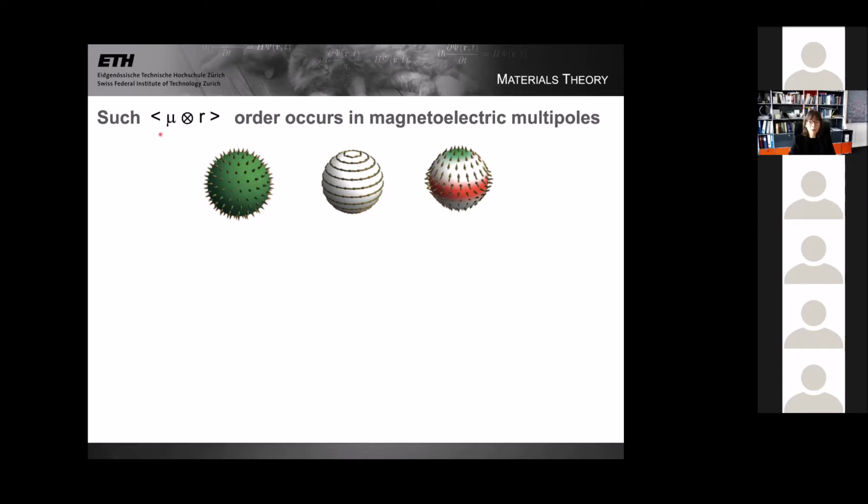But if I take the product, say this is the positive direction, I have spins pointing along the positive direction in positive R and pointing along the negative direction in negative R. And so the scalar product between R and mu of R is non-zero in this hedgehog. I can perform the same exercise for these other magnetoelectric multipoles and see that there's a composite order in spite of there being no net dipole, either magnetic dipole or electric dipole.